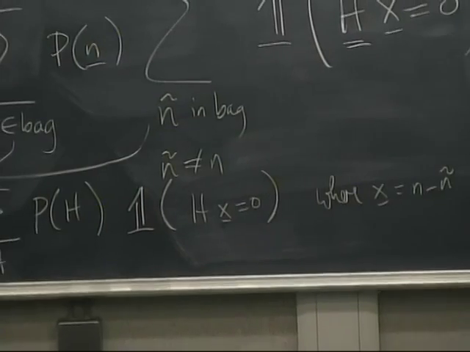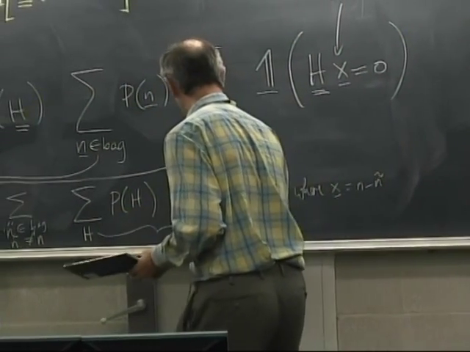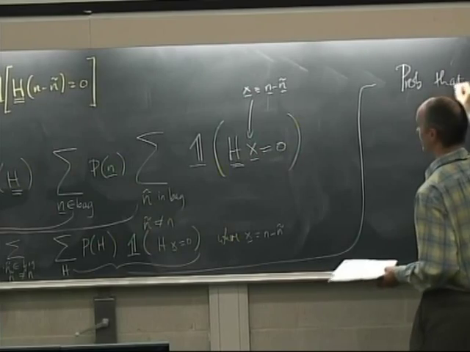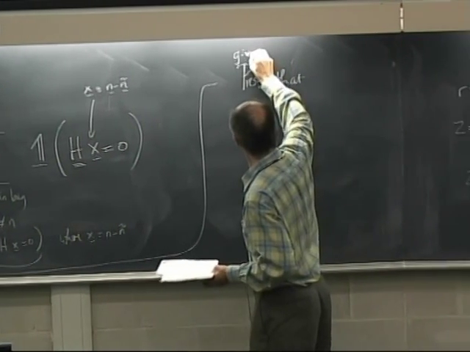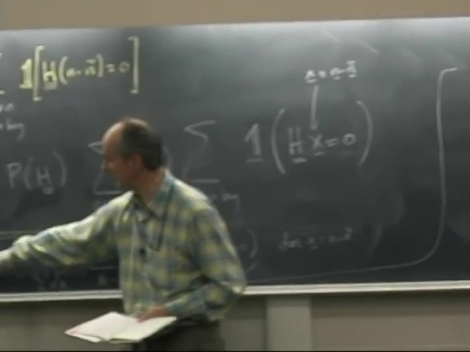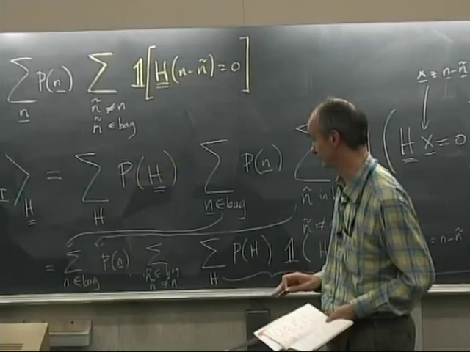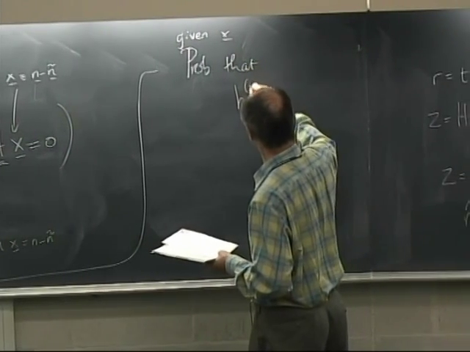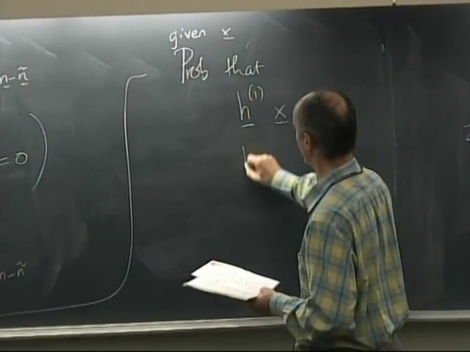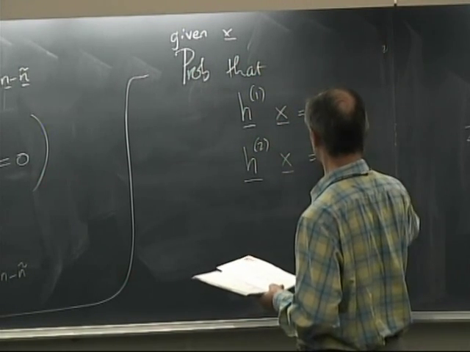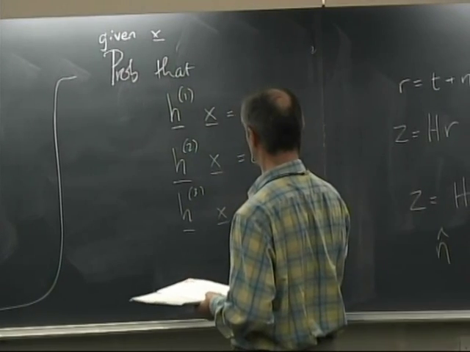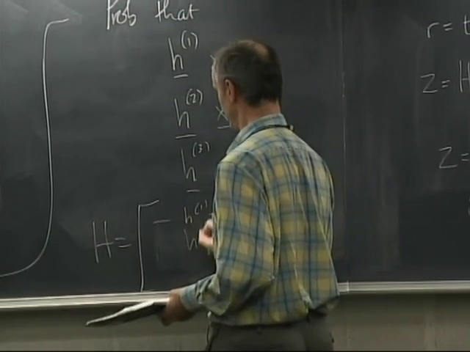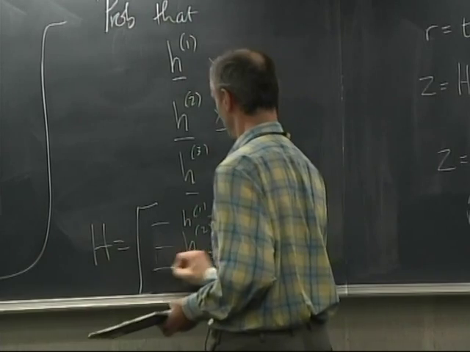So, to answer that question, this thing here is the probability, given a particular x now. We're given x because once we've defined n in this sum and n twiddle in this sum, we've got ourselves an x. Now here, this is the probability for that given x that the first row of the matrix times x is equal to zero, and the second row of the matrix times x is zero, and the third row of the matrix times x is equal to zero, where H is this randomly chosen matrix whose rows are h1, h2, h3, dot, dot, dot.